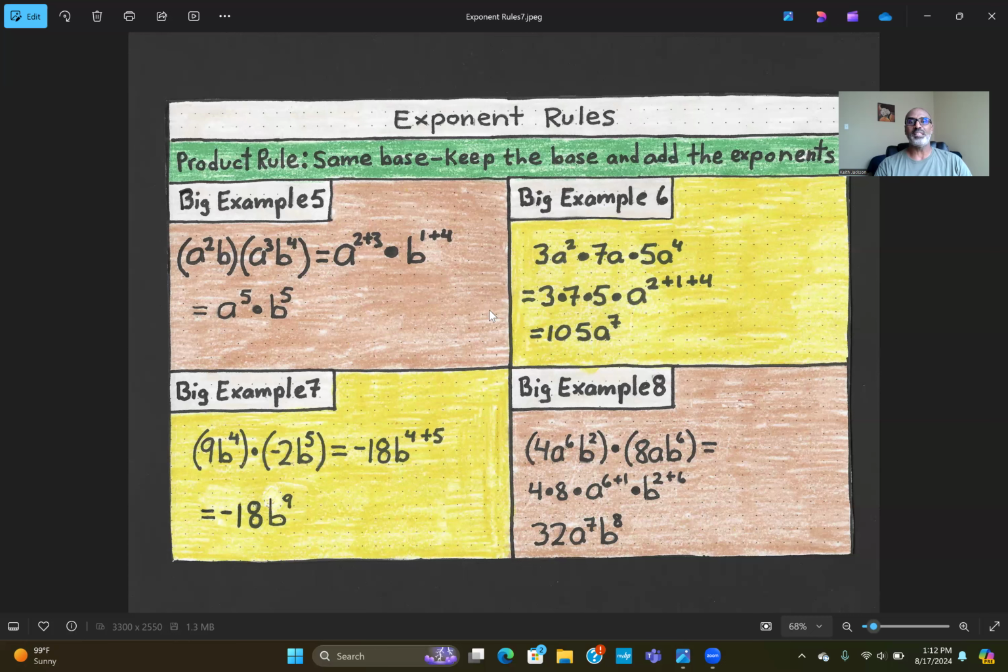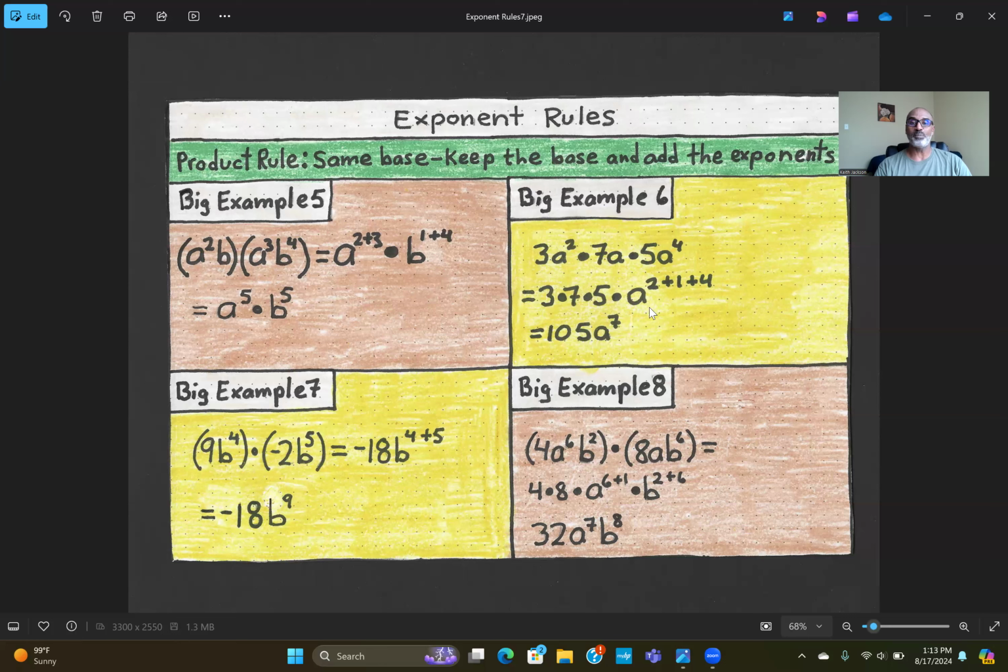Now let's take a look at big example 6 to increase our understanding of the product rule, in which we have 3a squared times 7a times 5a to the fourth power. All right, and so what we're going to do, we're going to combine the like terms. We're going to combine the numbers because they're alike. We're comparing apples to apples and oranges to oranges, and we're going to keep them separated when we work out big example 6. And so what we have right here, let us just multiply 3 times 7 times 5, and that's what we have right here.